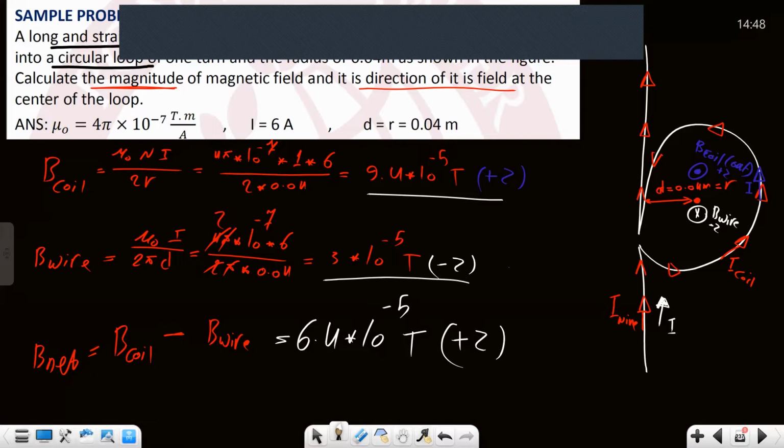So in that question, if it does not ask you to find the direction, you don't need to have a figure. You're just going to find the magnitude and then subtract them. You can never add them in that kind of question, because you have a loop and a straight wire, and the magnetic fields of these two will always be opposite. But for the direction, you have to know which one is in and which one is out. I hope you understand that question.